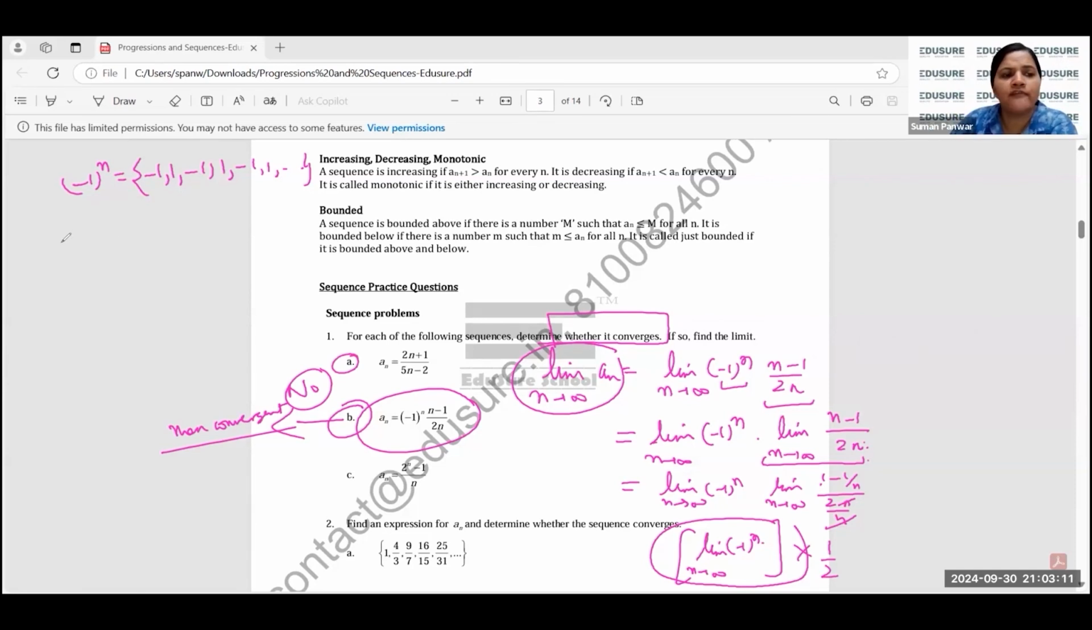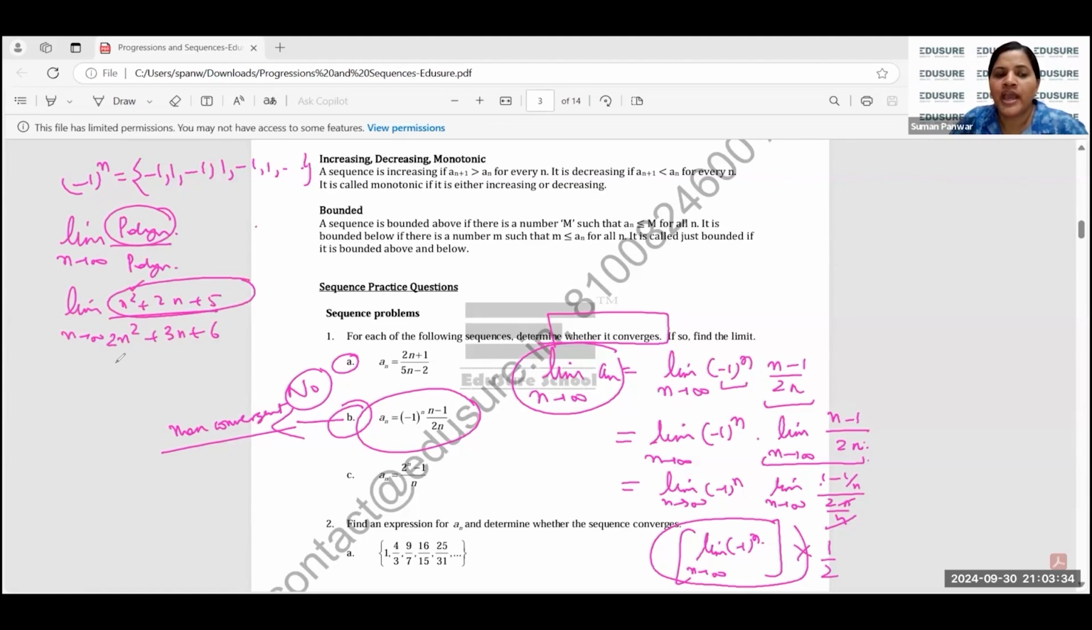If you have the limit as n tends to infinity of a polynomial divided by a polynomial, for example, a situation like (n^2 + 2n + 5)/(n^2 + 3n + 6), you can see this is a polynomial whose degree is 2, and this is a polynomial whose degree is 2. So whenever the degree of the numerator and the degree of the denominator are the same, the limit is nothing but the ratio of the coefficients, 1 divided by 2. That's it. And if you don't want to remember that, just divide the numerator and denominator by the highest power of n, that is n^2, and you will find it.